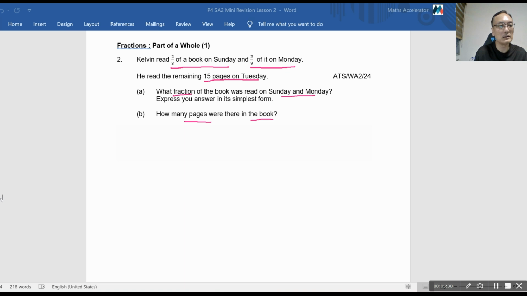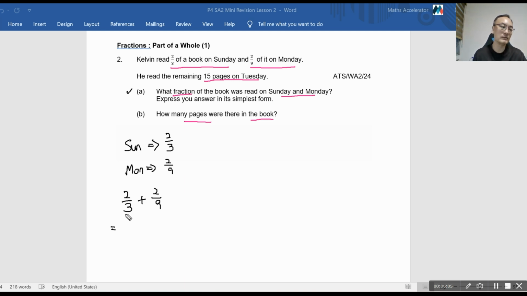Okay, after we have underlined some of the keywords, now it's time to organize the information to help us find part A. Part A is to look for the fraction of the book that was read on Sunday and Monday. So we know that Sunday, 2/3, and on Monday, 2/9. So we add these two together, 2/3 plus 2/9.